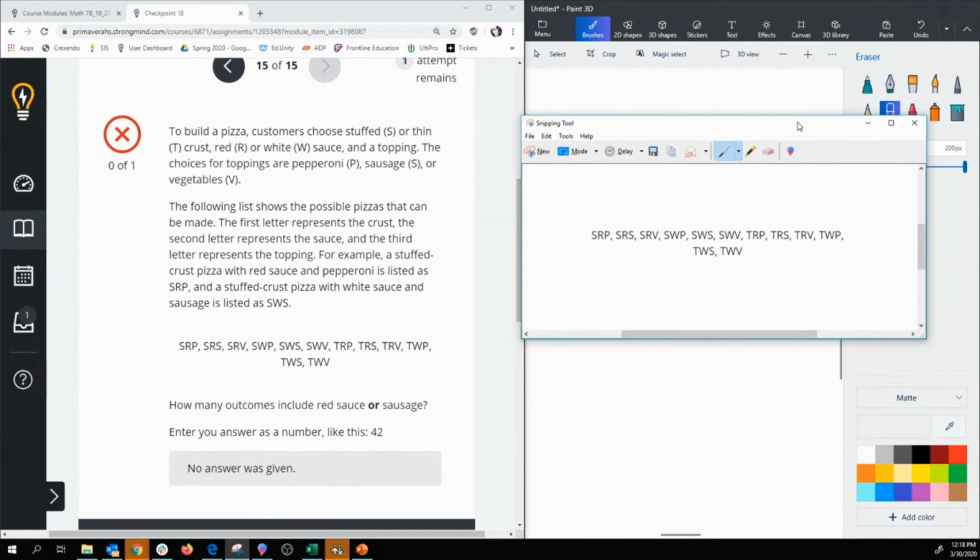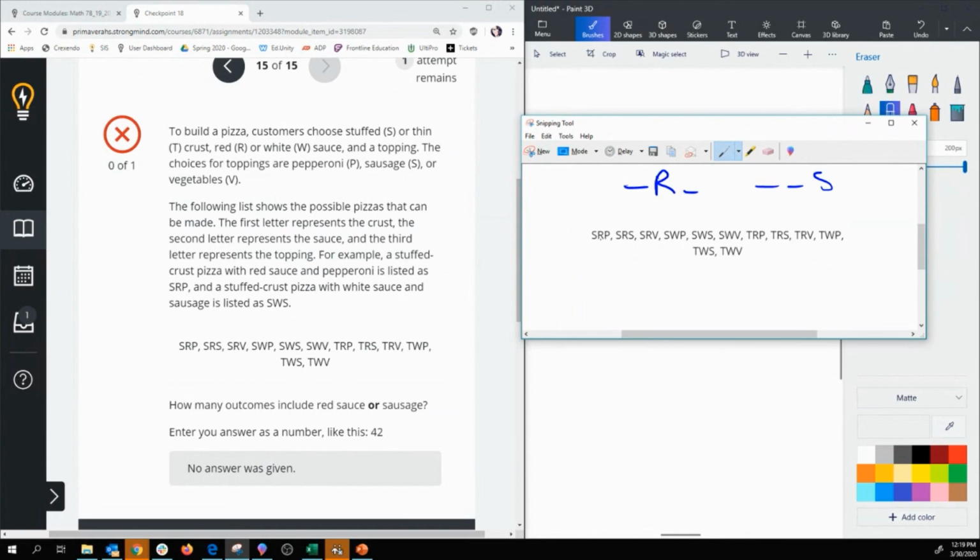So I am going to count any options that either have an R in the middle or have an S in the end. Okay, since it's not and, it doesn't have to have both. Since it says or, it could either have red sauce or it could have sausage. It doesn't have to have both for this one. So again, I'm looking for an R in the middle or an S at the end. So it could be either of those. And it can have both in one, that's fine. It just needs to have at least one.